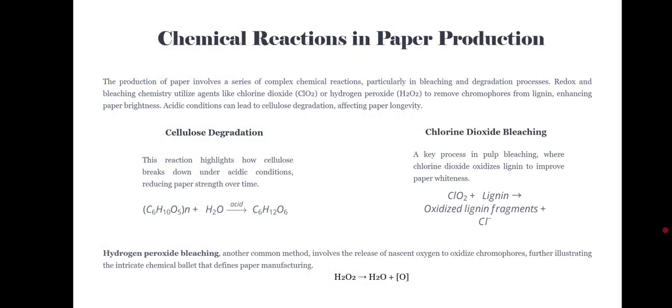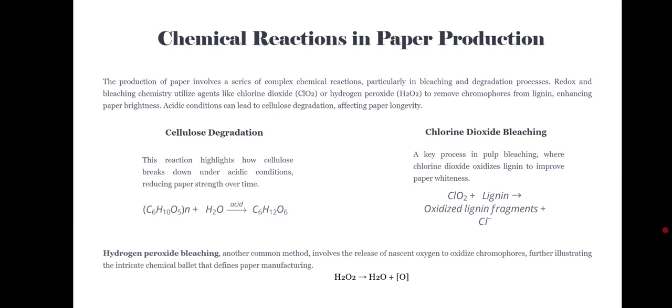Now let's look at the chemical reactions that are involved in the paper production. First of all, we will see the chlorine dioxide bleaching. During bleaching, we remove color causing compounds from lignin using redox reactions as shown in the reaction. Chlorine dioxide and hydrogen peroxide are commonly used agents.